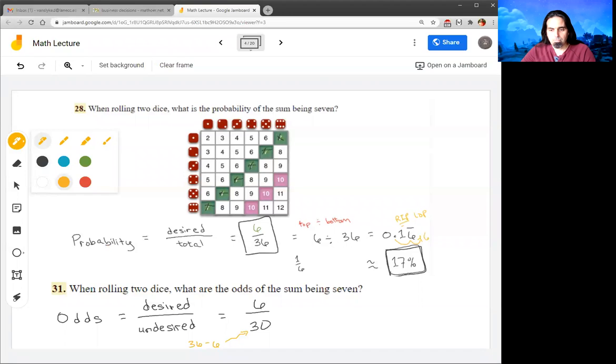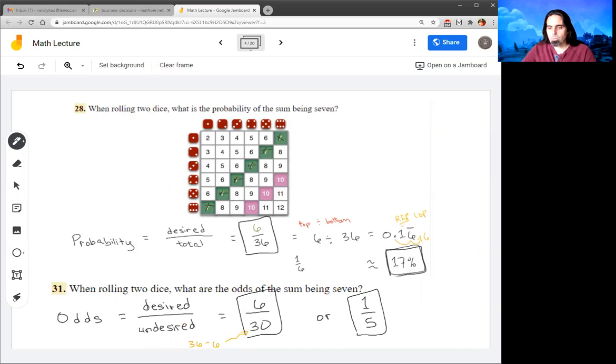So as we said a moment ago, with odds, we could just put a box around this, or we could reduce it, divide top and bottom by 6 and get 1 out of 5. Odds we also might want to write as 6 to 30 with a colon, or 6 to 30 with the word to, or 1 to 5 with a colon, or 1 to 5 with the word to. Any of those are also acceptable answers.